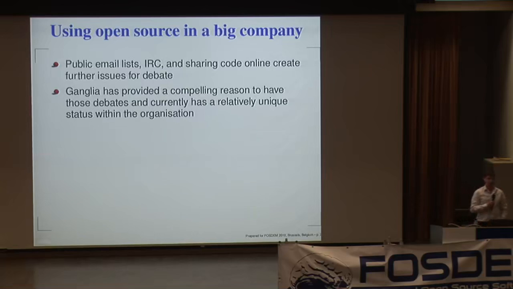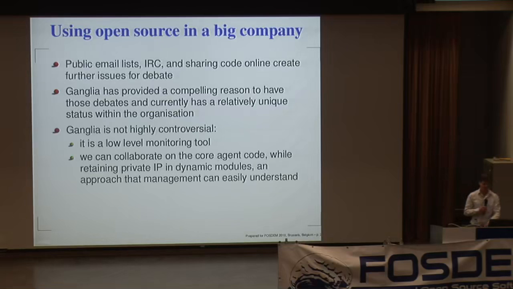Ganglia has provided a compelling reason to have those debates in the organisation where I'm working, and it has a relatively unique status, and we'll look at some of the reasons for that. It's not highly controversial because it's a monitoring tool, so it's not the core business of the company. The core business is banking and not system monitoring. So it's not a big loss if we're collaborating on a system monitoring tool.